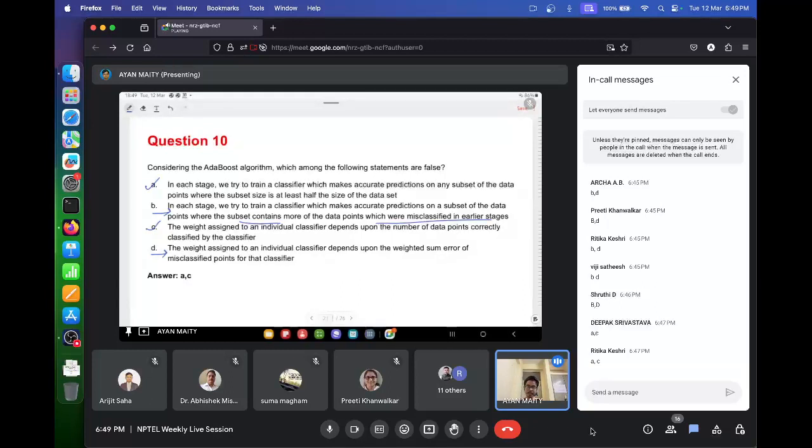So B and D are correct regarding AdaBoost. So A and C are false statements. So A and C are the correct answers here.